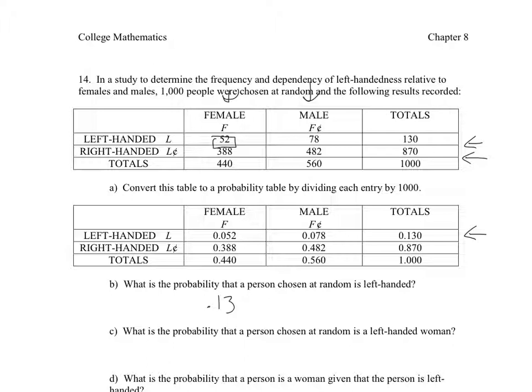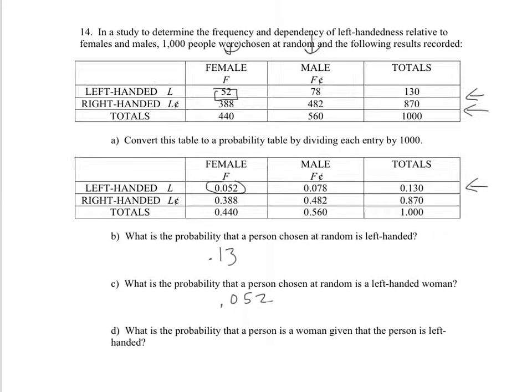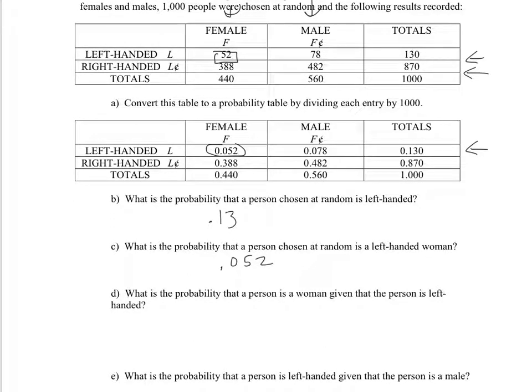Now, what's the probability that a person chosen at random is a left-handed woman? Well, a left-handed woman is going to be a left-handed female, and that's this right here, 0.052. Not a very high probability. You'll notice it's much more likely for a male to be left-handed than for a female. Now, look at D. This says, what's the probability that a person is a woman, that a person is female, given that the person is left-handed? Okay, now I'm going to write that out using the probability notation so we can pay attention to how we need to set this up.